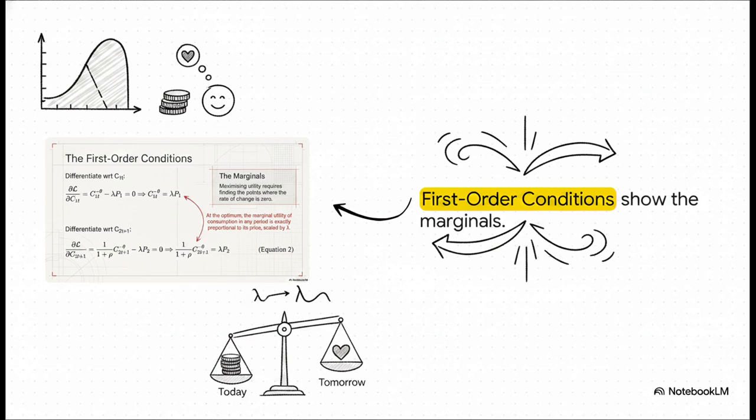Setting these to 0 proves that, at the optimum, the marginal utility in any period is exactly proportional to its price, scaled by that shadow price, lambda. In plain English, the last dollar you spend today absolutely must bring you the exact same amount of joy as the last dollar you spend tomorrow.